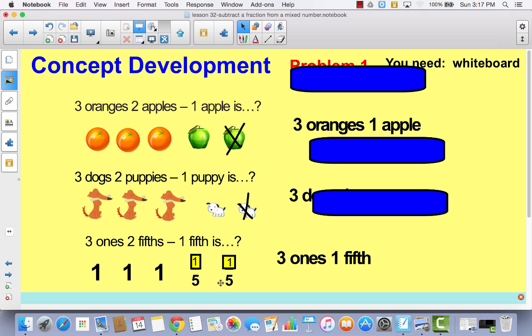This is the same thing that you're going to do when you are doing mixed numbers. So if you think of this as 3 and 2/5 minus 1/5, you take away the 1/5, and you're just left with 3 and 1/5. Okay, that's the simple part.